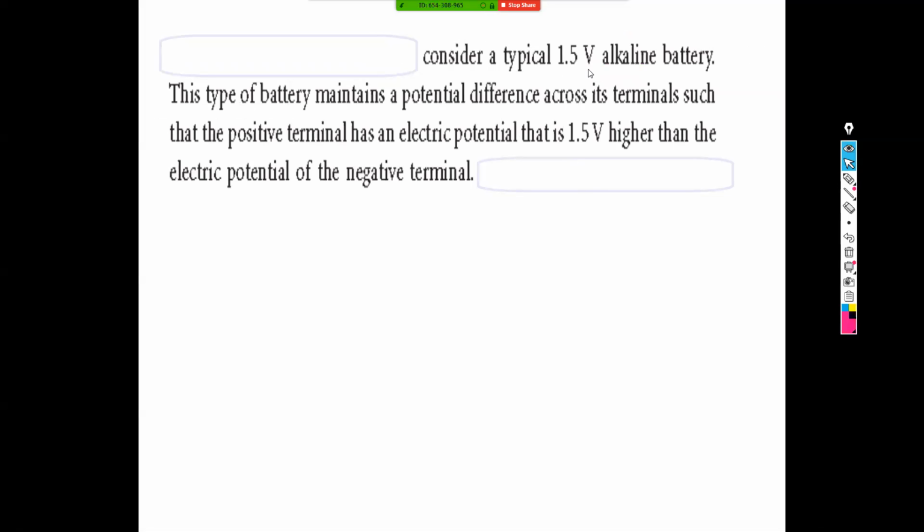So you got your typical 1.5 volt. Again, it could be a C, a D, it could be an A, or a AAA, a AA, whatever it might be. It's telling you the potential difference across its terminals. So the one terminal is 1.5 volts higher, or joules per coulomb higher than the other one.